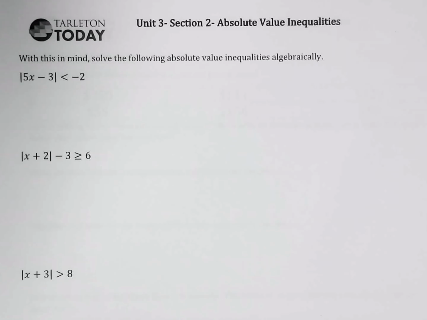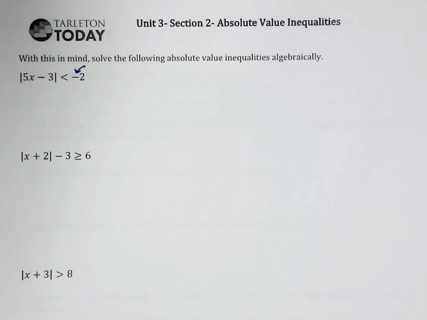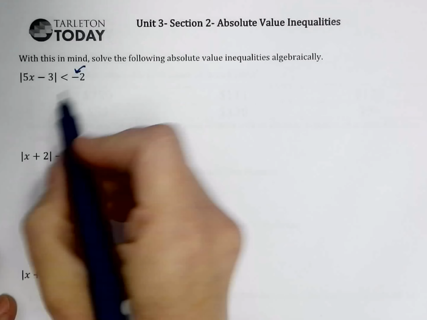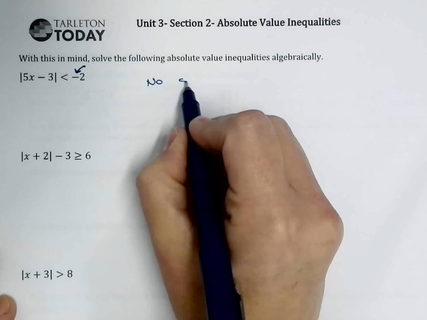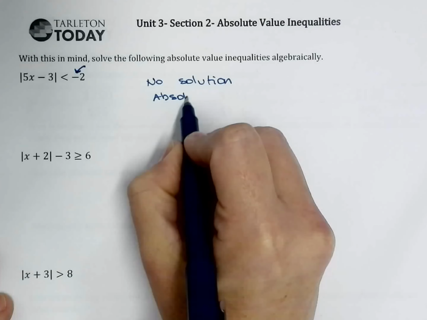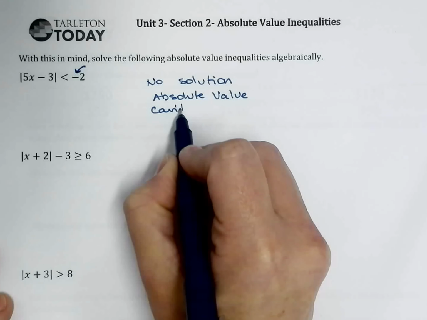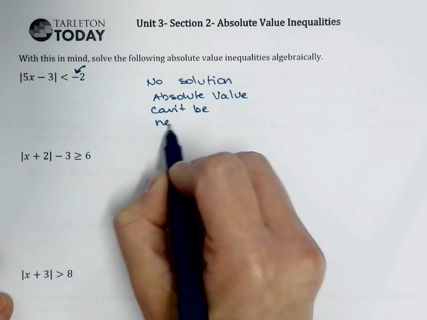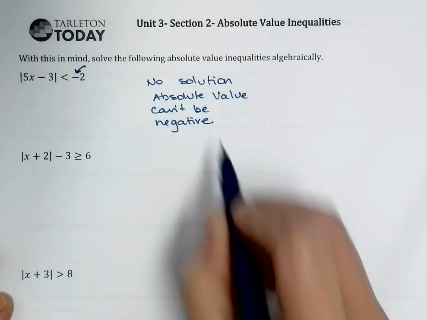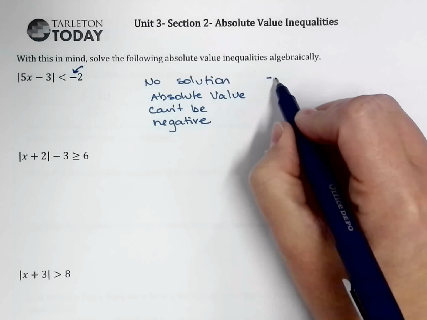So here we are. The very first one is one of my favorites, and it gets everybody for the most part. Absolute value can never, ever, ever be negative. So when that happens, there's no solution. Absolute value can be negative. However, here's the trick. There's always a trick, right?